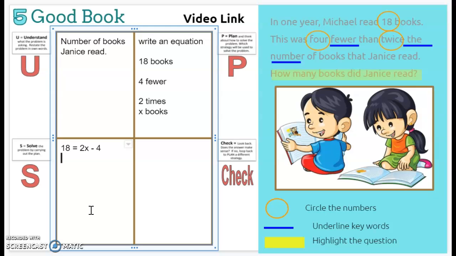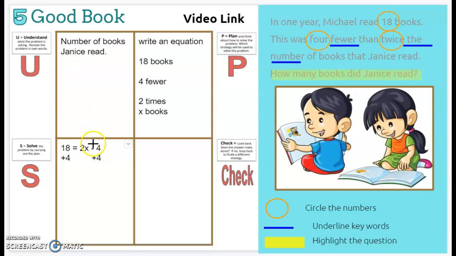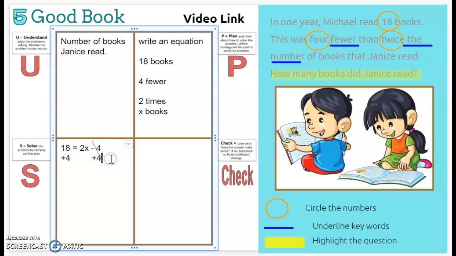So now we need to solve. We need to look at our inverse operations. Right now we have a minus 4, so we need to add 4 to both sides to do our zero pairs, or to cancel out this 4 right here. So this is going to cancel out right there. And now we have 18 plus 4. That would be 22 equals 2x.